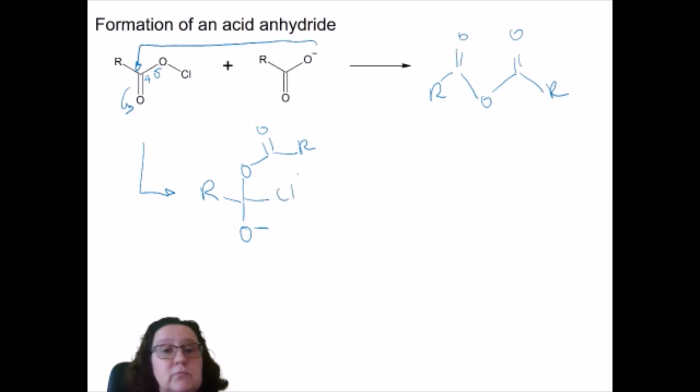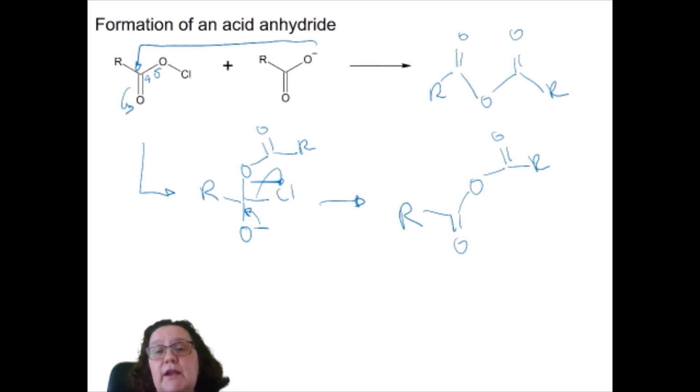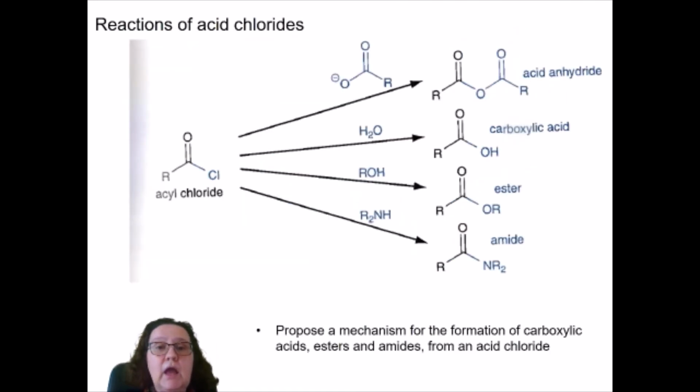And then, well, the chloride anion is a very good leaving group, so there is a reformation of this carbonyl group, and the removal of the chlorine atom in the form of chloride. So you end up with the carbonyl group formed and this new fragment of the molecule, and you have formed an acid anhydride, and you liberate a chloride anion. This is the slide I showed you earlier, and we have done the formation of an acid anhydride.